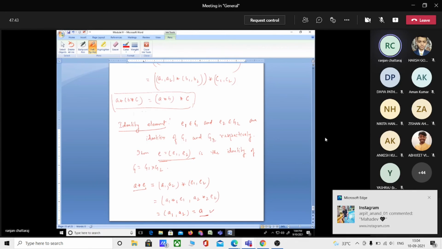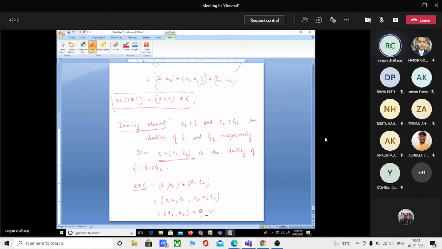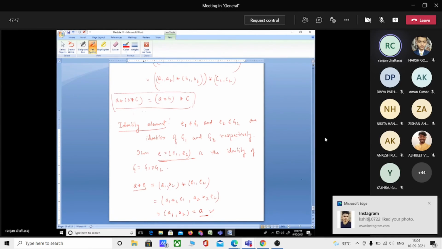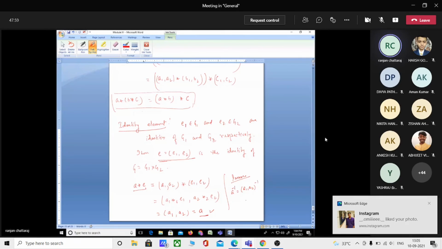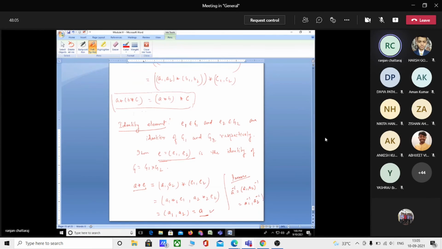So how can you show the inverse? Is it clear? You take the inverse of A, writing A inverse over here. So A and B belong to G, that means A B also belongs to G. So you take the inverse like this, and ultimately we are getting A star B inverse equal to A1 B1 inverse, A2 B2 inverse, and that is A1 A2 inverse. We see that if A1 inverse and A2 condition A square equal to E holds, then this holds.